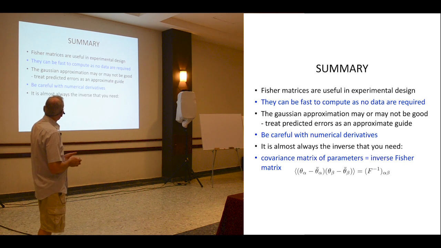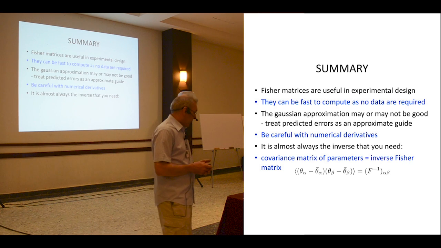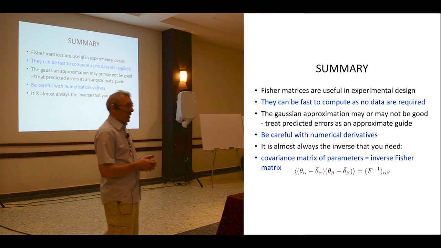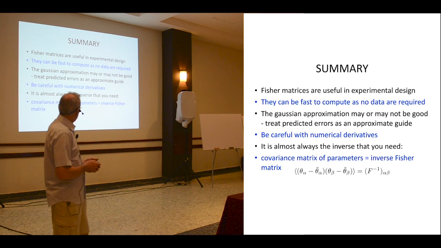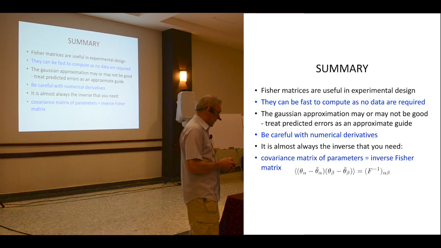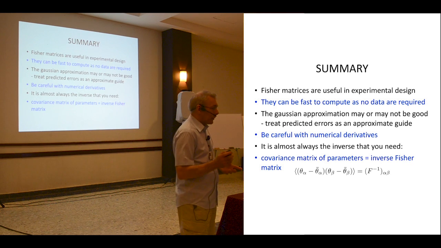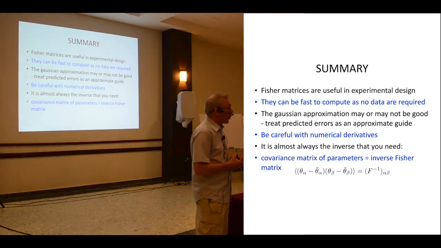Be careful with the numerical derivatives, and just to remind you that it's almost always the inverse of the Fisher matrix that is what you need. The covariance matrix of the parameters is the inverse of the Fisher matrix, and you're going to use that later on today. Okay, so I'm going to stop there. Are there any questions on that?